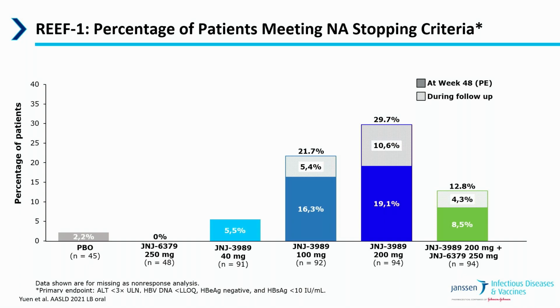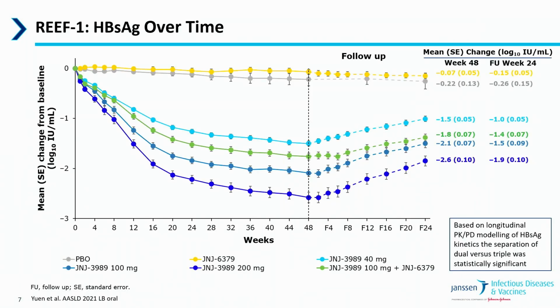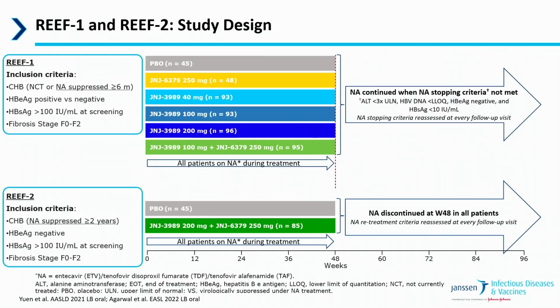You see that there is a numerical difference, looking like blue is doing better than green, so the capsid assembly modulator is not helping. The same thing we have seen here in the reduction of S antigen over time. You again see a nice dose response. All blue is getting further down the higher the dose, from 40 to 100 and to 200. But the green arm, when we add 6379 to 100 milligram, is not showing a better response than the medium blue. It is showing a little less. This was our observation in Reef-1, and it's all discussed and published.